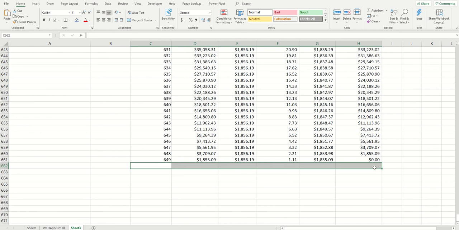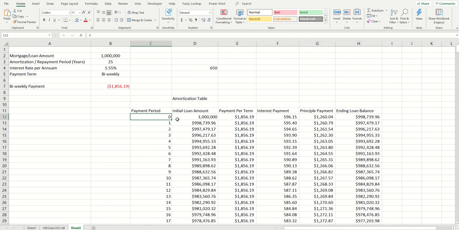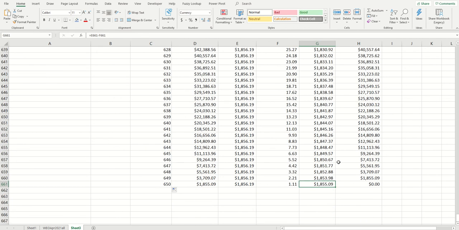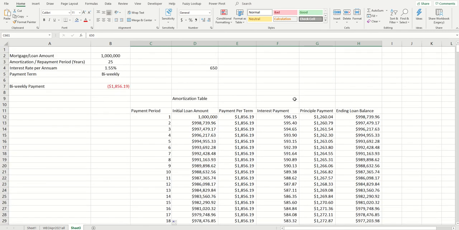Actually, I made a mistake. My apology. The first period should be 1. The next period should be 2. And it should be that way. So now, Ctrl plus down arrow will take you to the last row. And here you see it'll be 0.